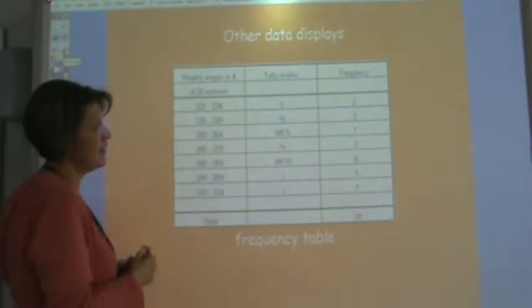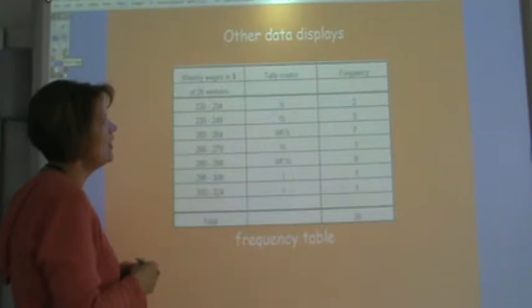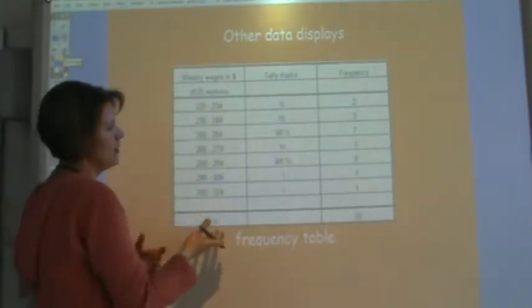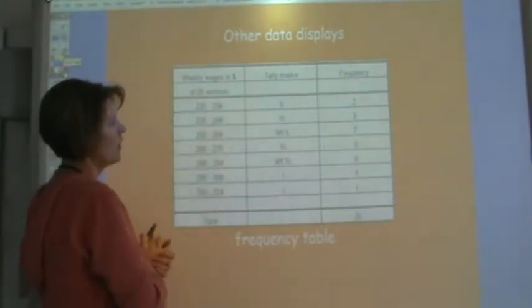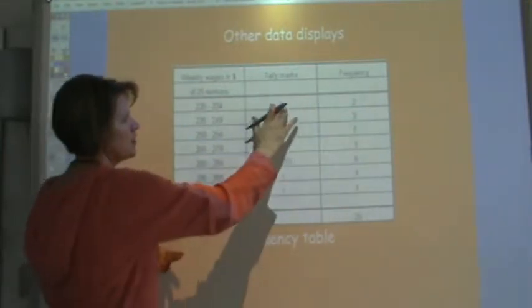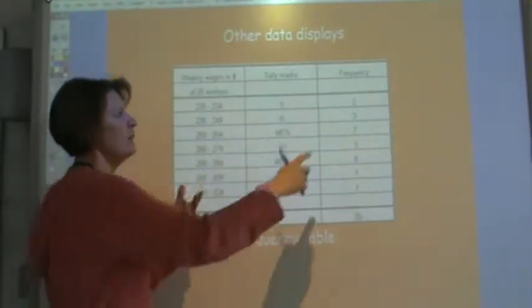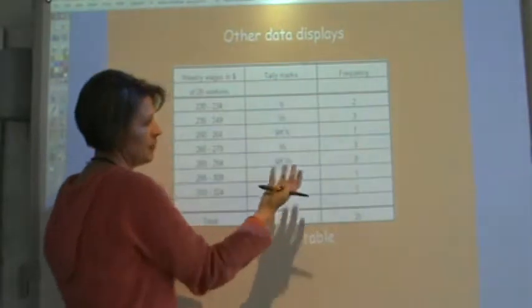This is called a frequency table. This is another good one for taking a poll. So if you're walking around and polling people, this one in particular is about weekly wages. And we just use tally marks as we're doing our poll. The frequency column is just adding up your tally marks.